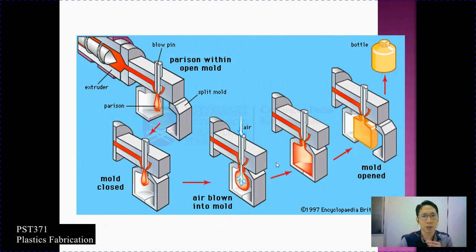So you extrude your parison into a mold, and then the mold is closed and clamps the parison. Then you introduce air. In this case, you introduce it at the top of the parison itself, and you allow the air pressure to press your molten polymer against the cold mold cavity. After it has solidified, the mold is opened and the part is ejected, and you produce a hollow part of plastic material.